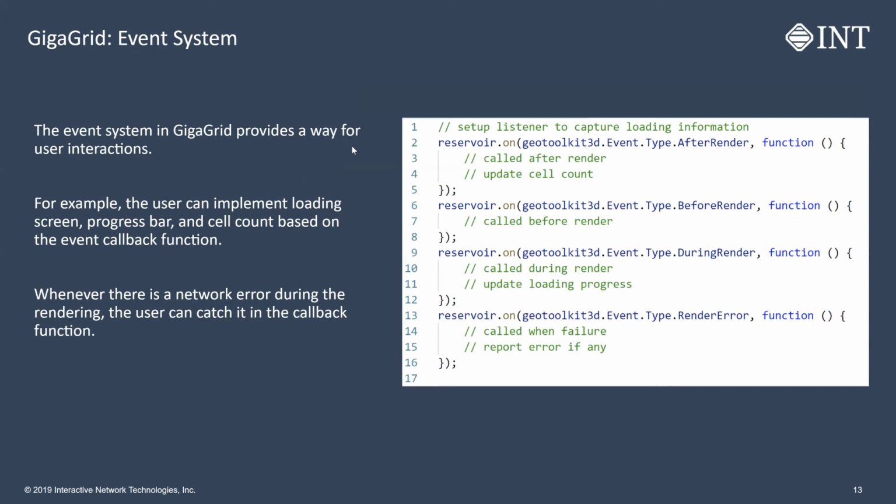Next, we're going to talk about the event system. That means you can have real-time interaction with the grid. For example, the first event is called after render. This callback function is triggered after the rendering is finished, and you can use this event, for example, to update the cell count. After rendering, you want to see how many cells are in the scene. You can update the information here.